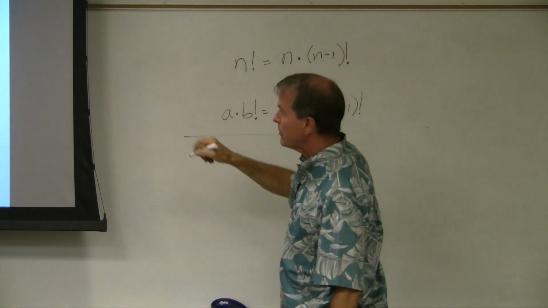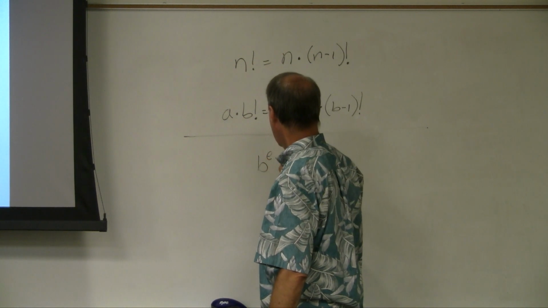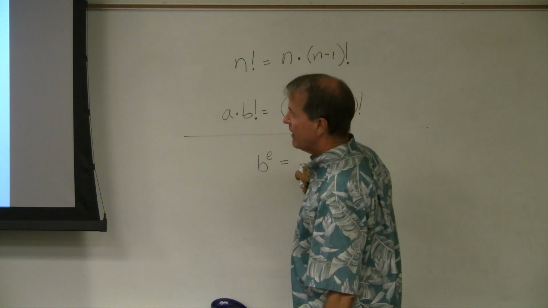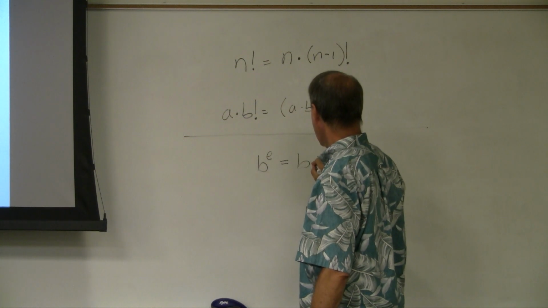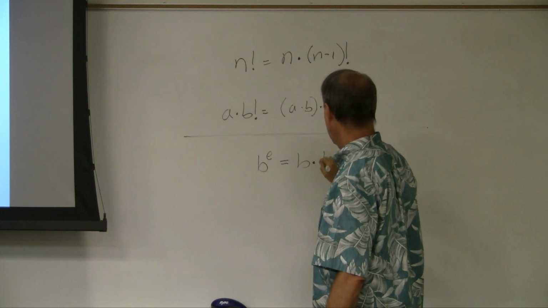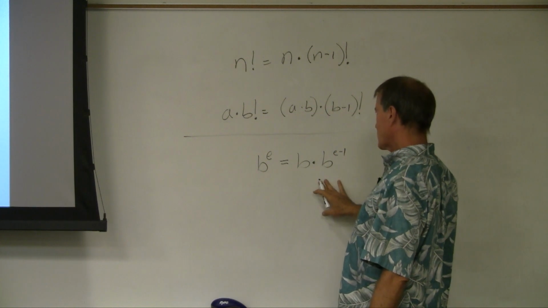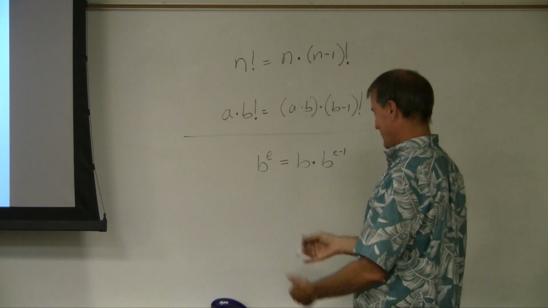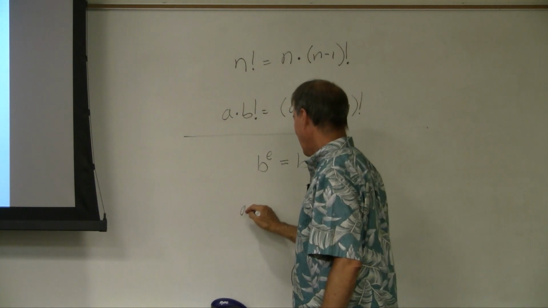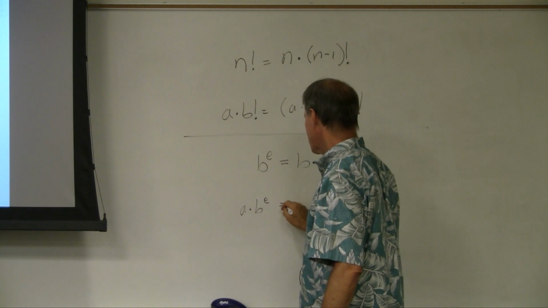Now what are we trying to compute? B to the E. And we're saying that it's b times what? B to the E minus 1. But this is not tail recursive. So now a times b to the e equals what?